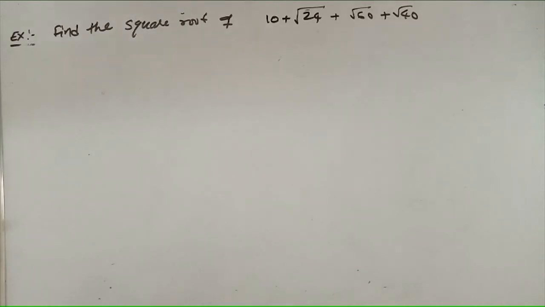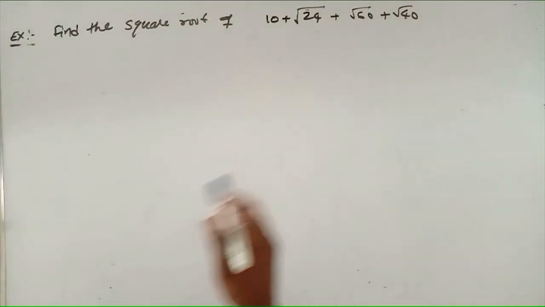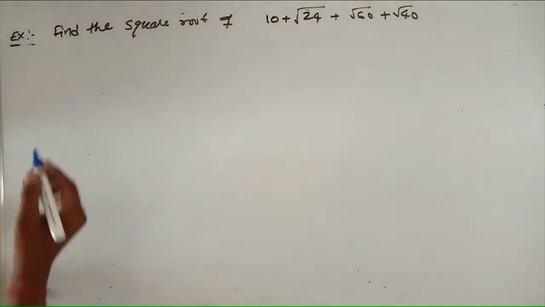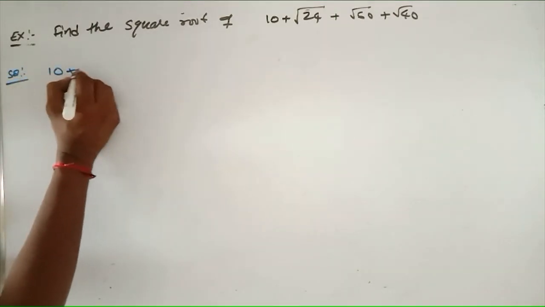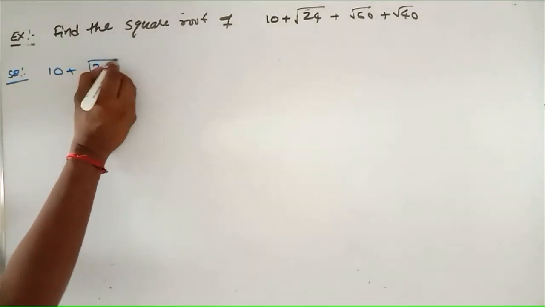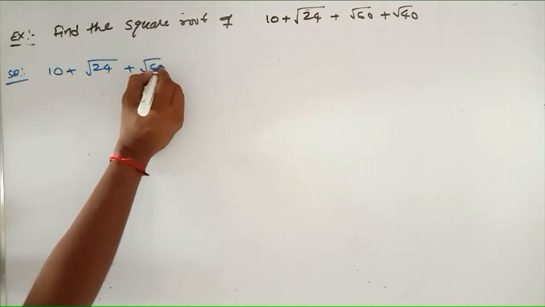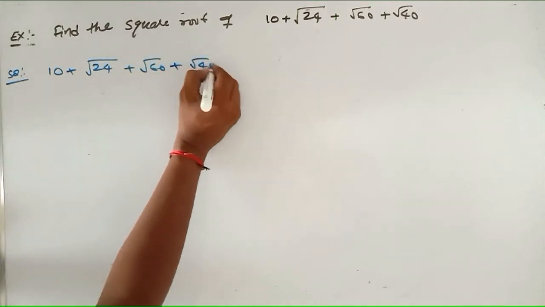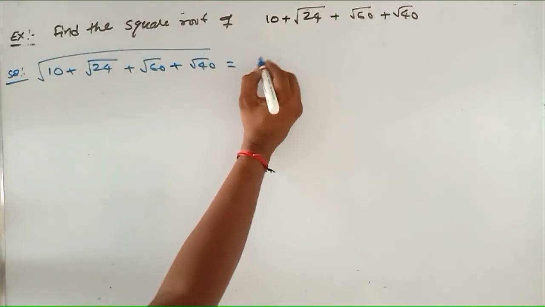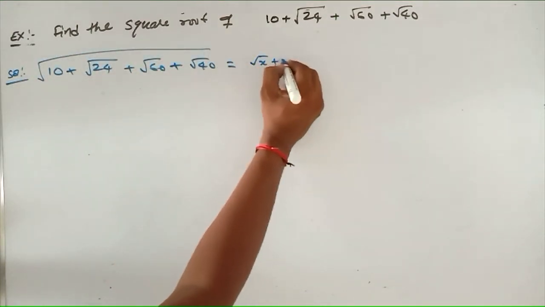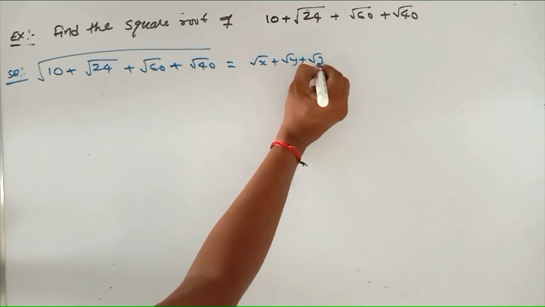Children, the next question is find the square root of 10 plus root 24 plus root 60 plus root 40. So here the three terms are there. So we'll go for the next method, that is Solution. Square root of 10 plus root 24 plus root 60 plus root 40 is equal to root x plus root y plus root z.